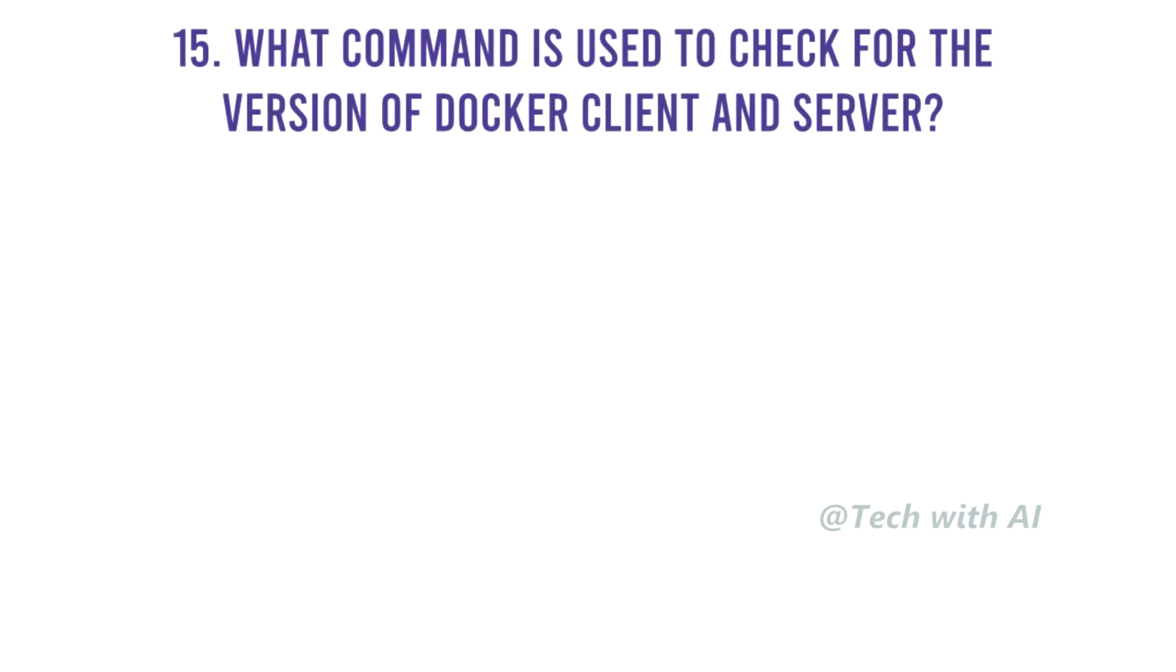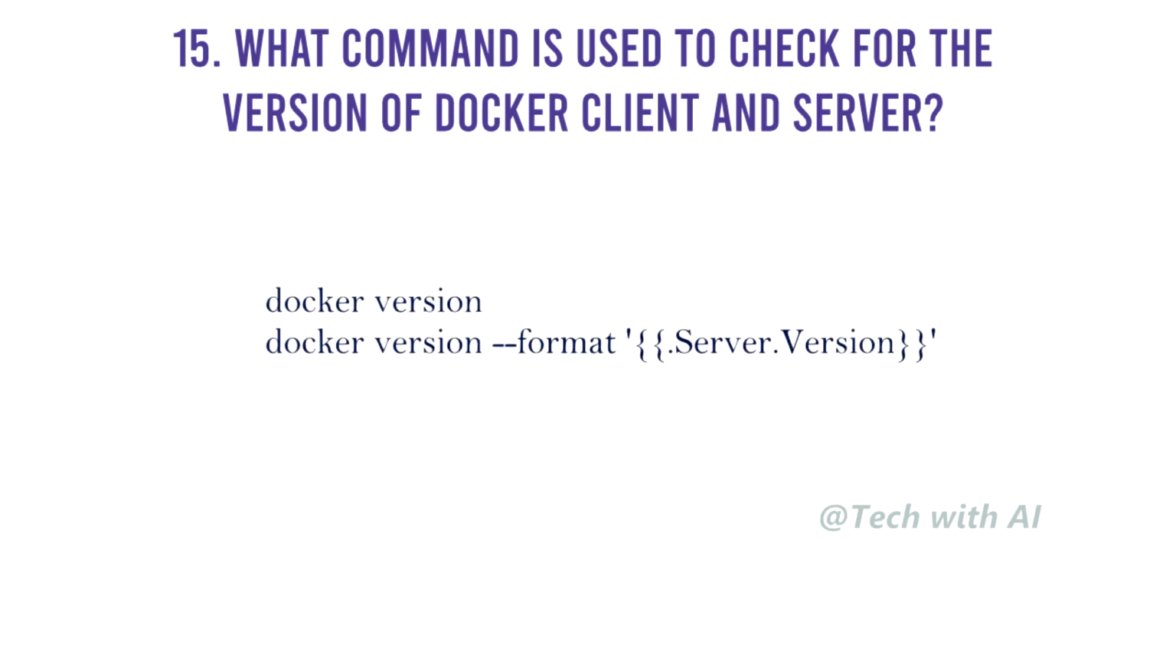What command is used to check for the version of Docker client and server? The command used to get all version information of the client and server is docker version. To get only the server version details, we can run docker version --format '{{.Server.Version}}'.